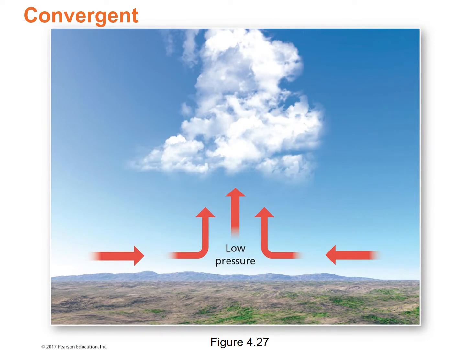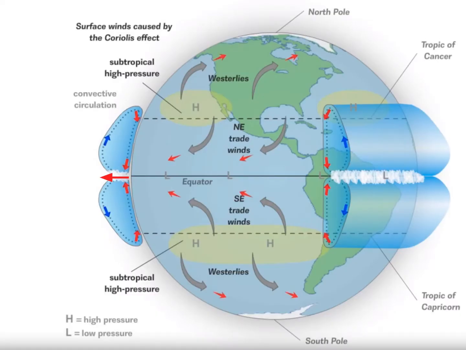Convergent lifting occurs when air converges or comes together around a center of low pressure. So in this case, there's warm air, it's rising, and the rising air creates an area of low pressure, which brings more air into it. Here along the ITCZ, this is a great example of convergence.